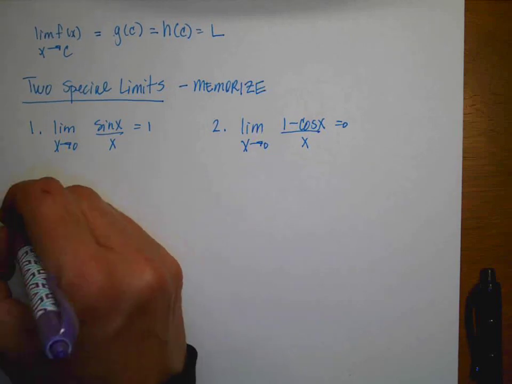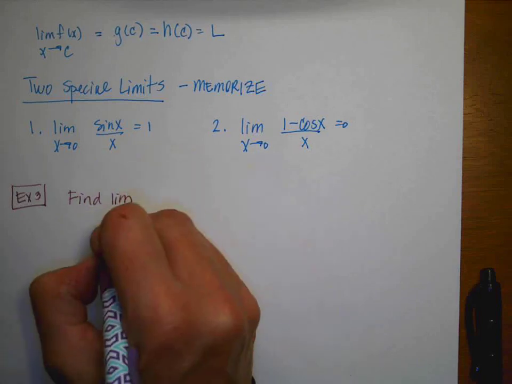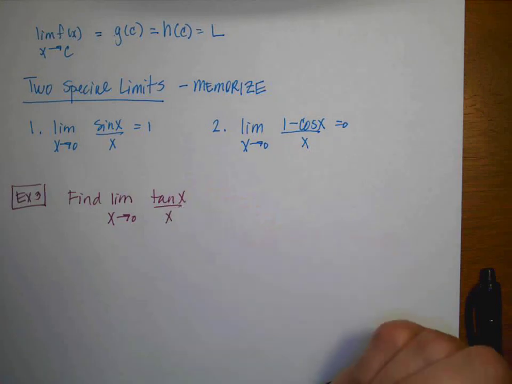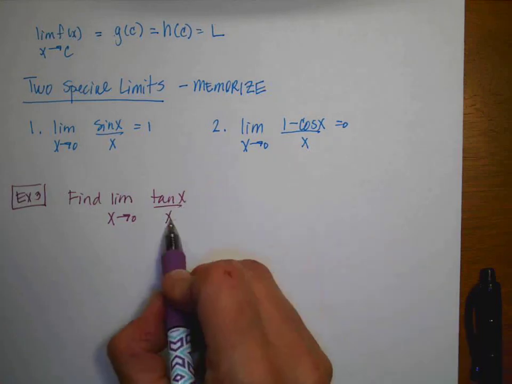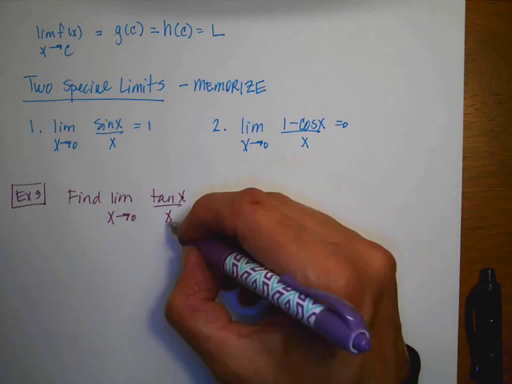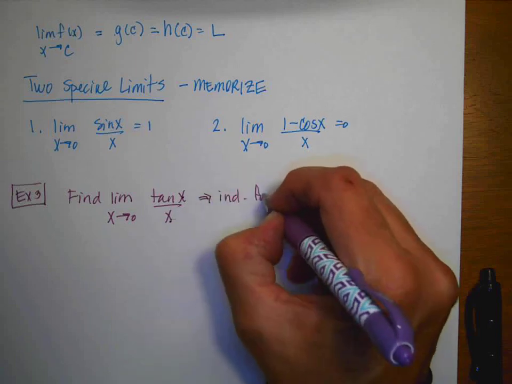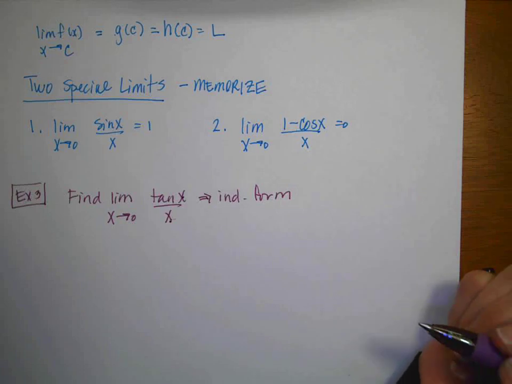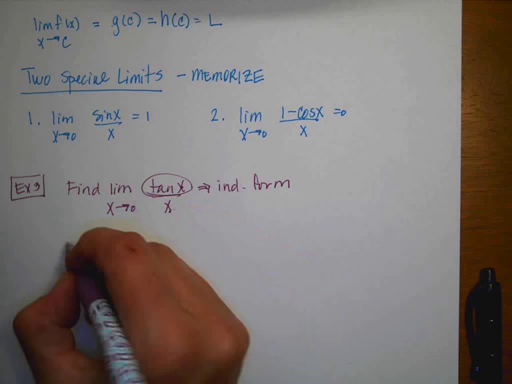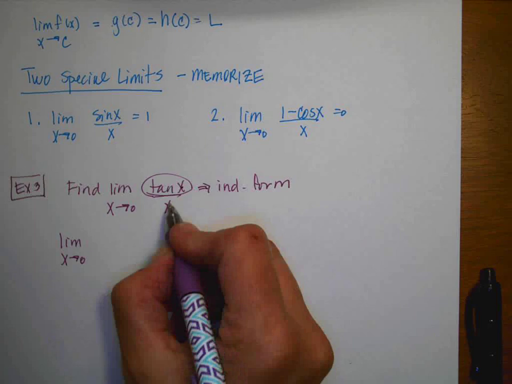All right, let's do example 3. I want to find the limit as x approaches 0 of the tangent of x over x. If you think about this, this is the indeterminate form, because the tangent of 0 is undefined, and so is this. So this is indeed the indeterminate form, which means I need to fix it. There are lots of different ways you can approach it, but I'm going to manage tangent first. So remember, I have to carry my notation throughout.